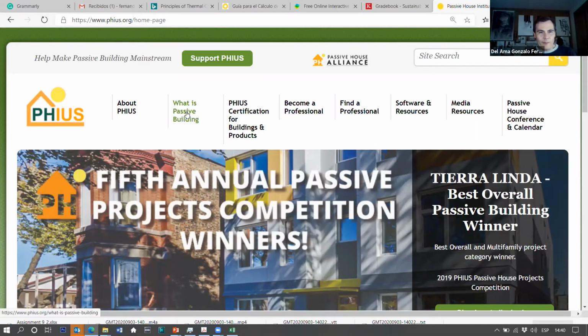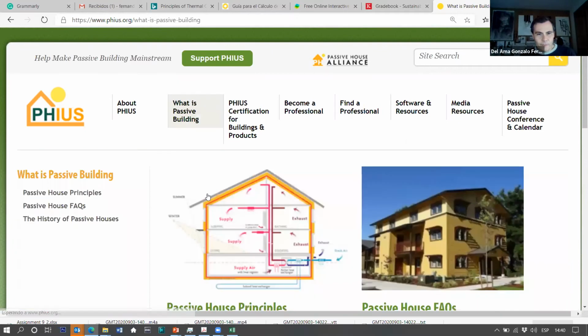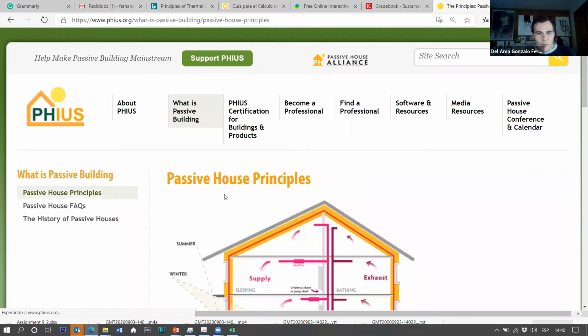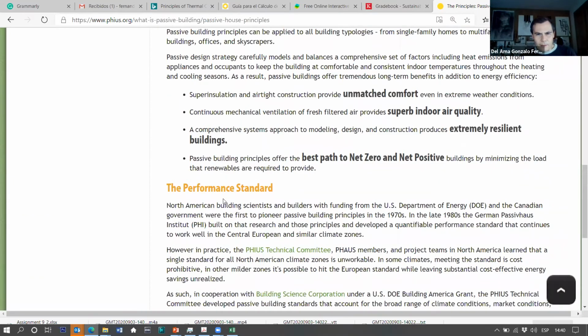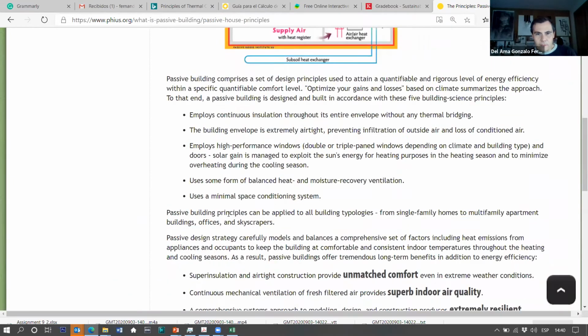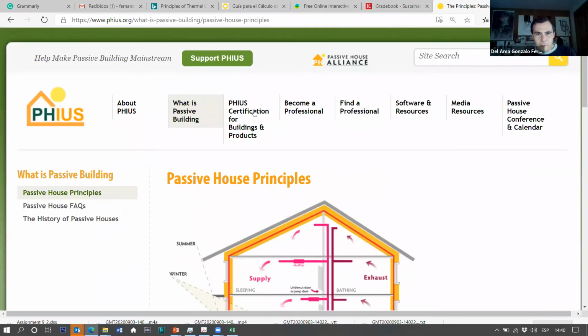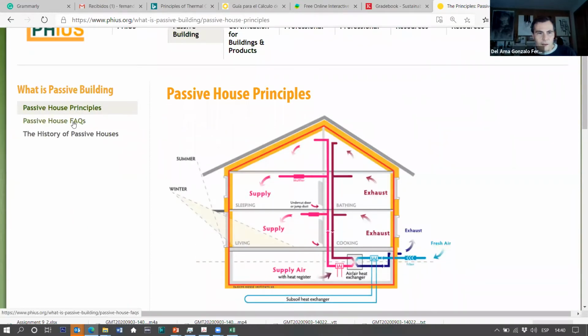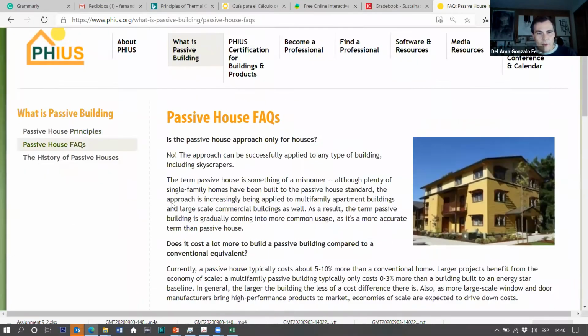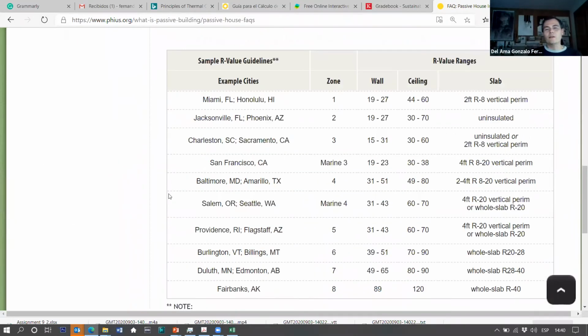And what is this? What is a passive building? So for a passive building, we have to click on Passive House Principles and certification. Okay, so this is frequently asked questions. If you're looking up on the internet and you see this FAQ website or site, go there because most of your questions will be solved there.